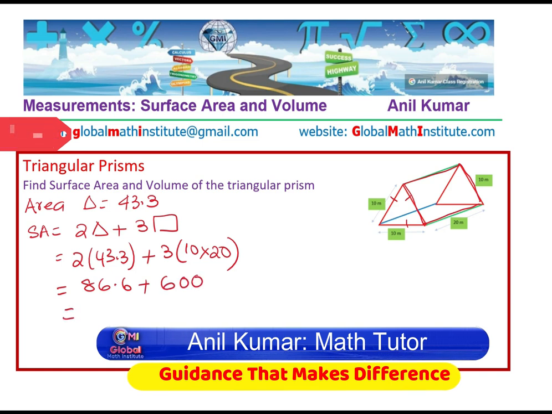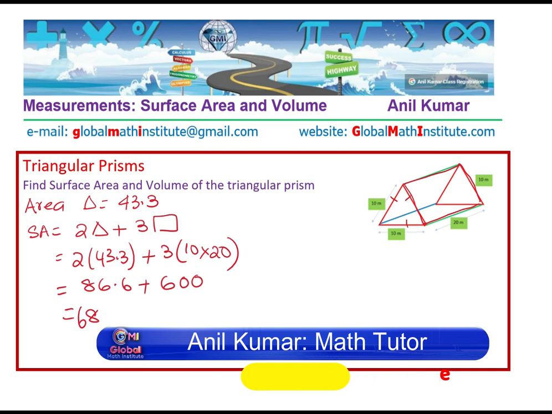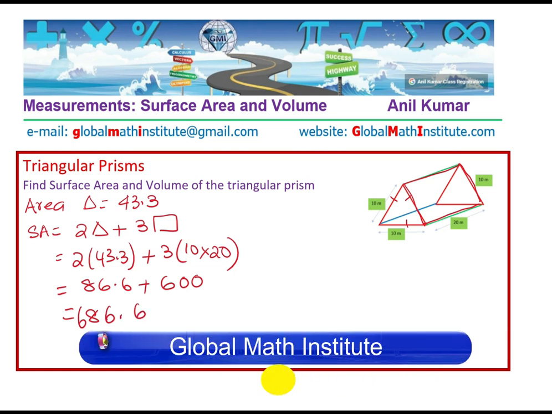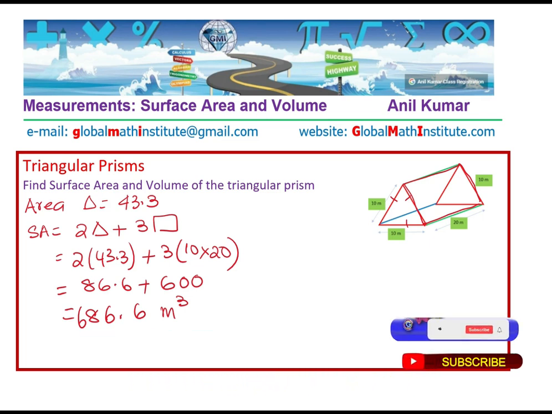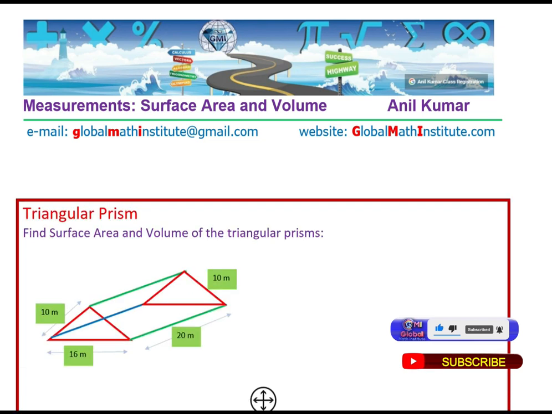So it is equal to 686.6 meter cube. Make sense? So that is how we can find the surface area. So surface area is the area of the base and the top plus the three rectangles. Perfect. Now let's move on to the third question where we are considering an isosceles triangle, right?